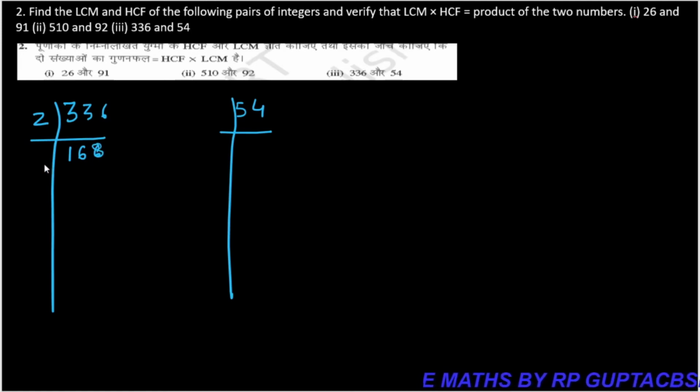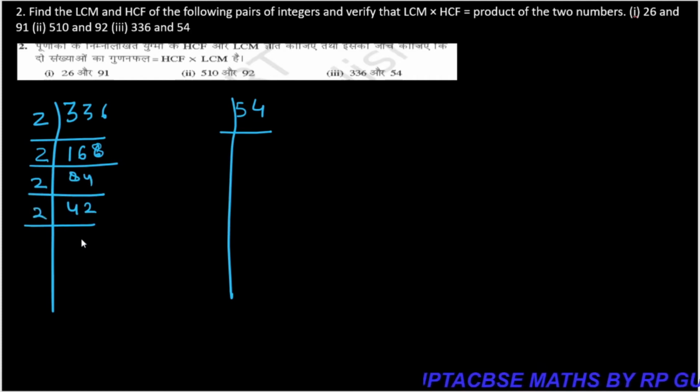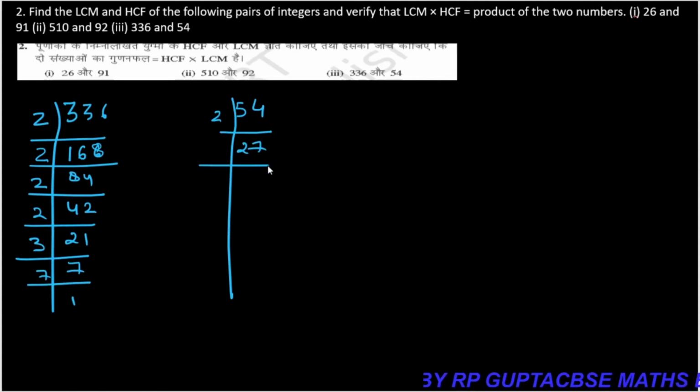Again, I will divide it by 2. 2 eights are 16, 2 fours are 8. Again, I will divide it by 2. 2 fours are 8, 2 twos are 4. 2 twos are 4, 2 ones are 2. 3 sevens are 21 and 7 ones are 7. And this is 54. It becomes 27. After this it becomes 9. After this it becomes 3, and 3 ones are 3.